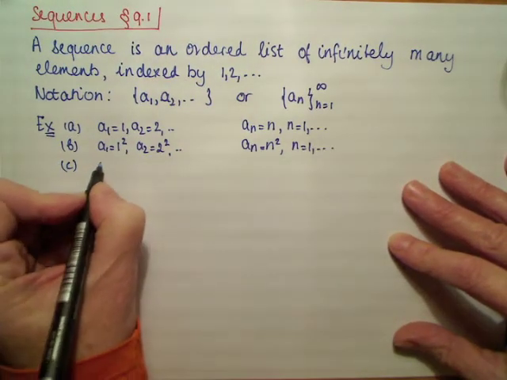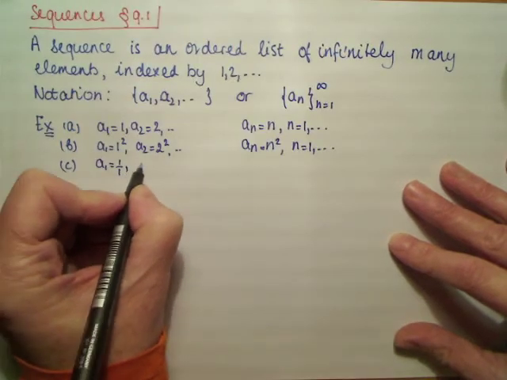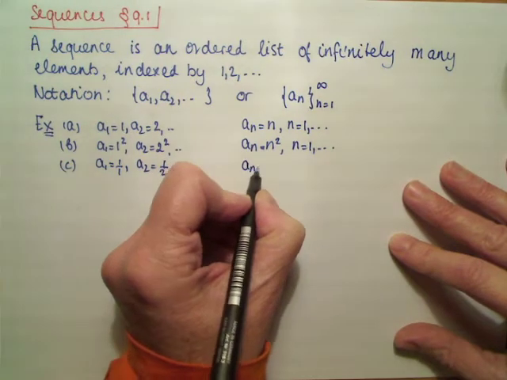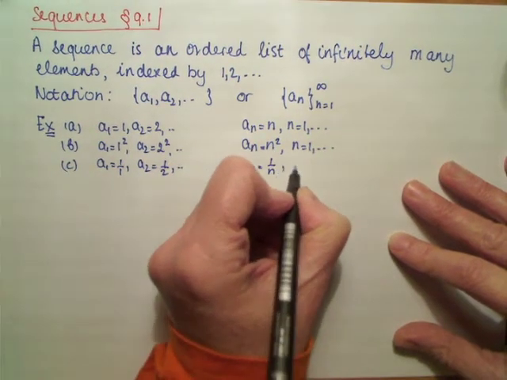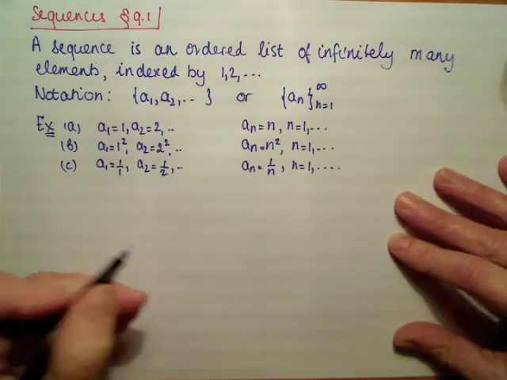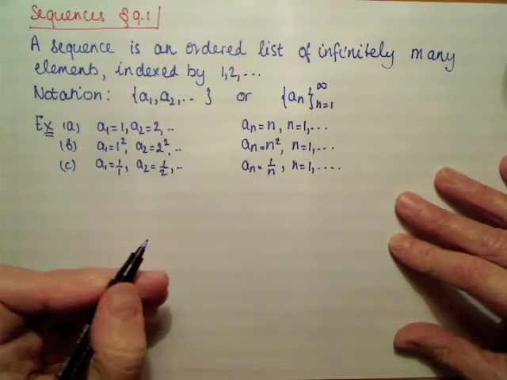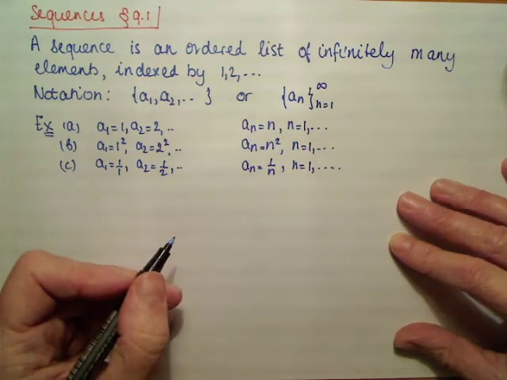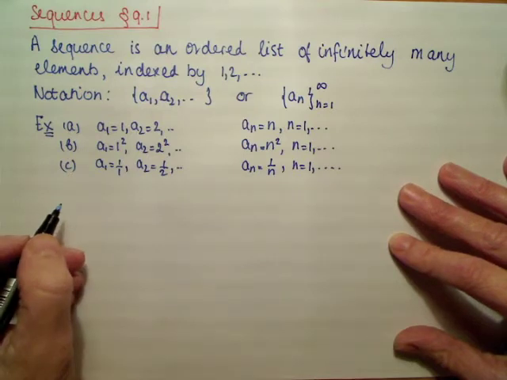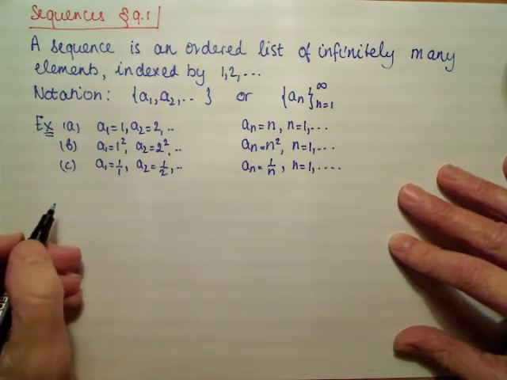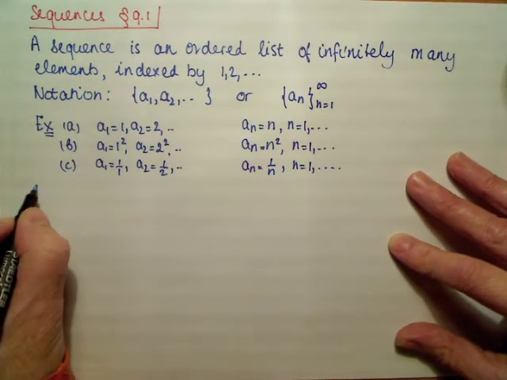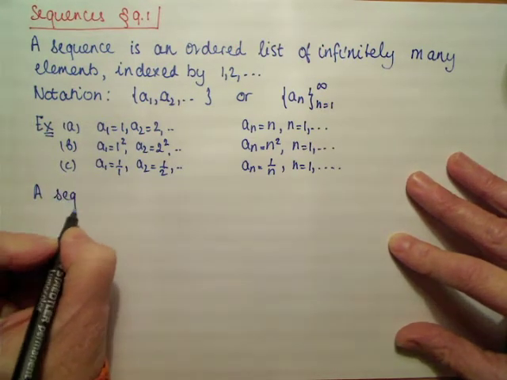The third example is A1 equals 1 over 1, A2 equals 1 over 2, and in general An equals 1 over n. Of course, it's not necessary that a sequence obeys a certain recipe, because we can just take anything. But of course, in our applications, it will always have a specific form. Now let us consider some characteristics of sequences.